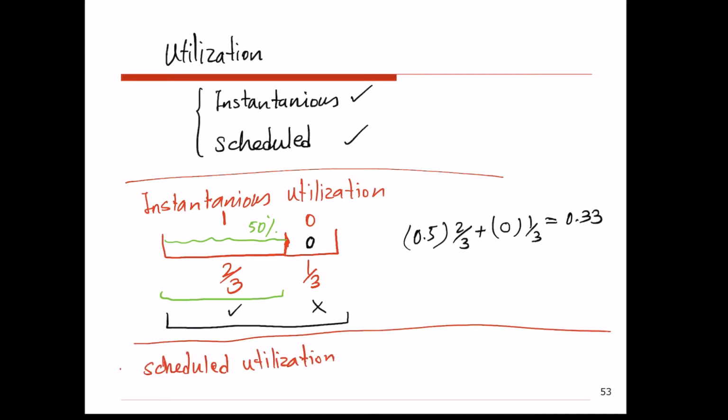Now, if I want to calculate the scheduled utilization, I'm going to only look at the time that this resource has been scheduled to work. I'm going to only look at that time. And in this time, the resource is busy 50%, half the time. So the utilization of the resource in that time is 50%. If I want to record the scheduled utilization, I would just say 0.5, because the utilization of the resource during the time it has been scheduled to work is 0.5. So that's the meaning of a scheduled utilization.